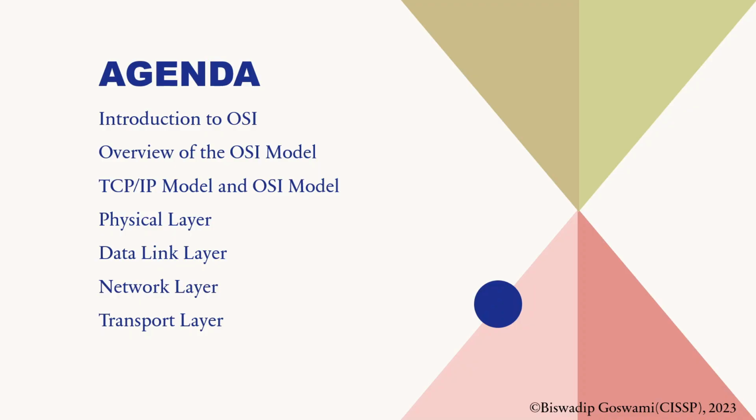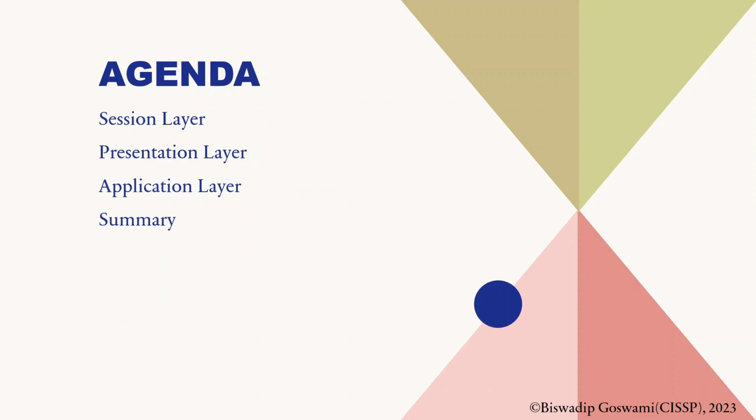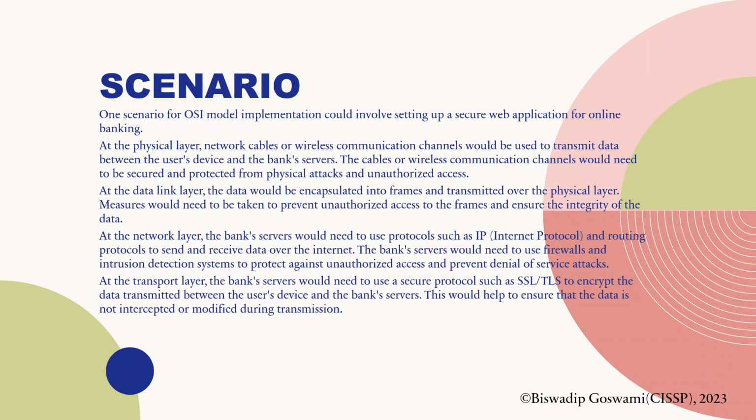Our presentation would contain introduction to OSI model, overview of the OSI model, TCP/IP model versus the OSI model, physical layer, data link layer, network layer, transport layer, session layer, presentation layer, application layer, and a summary. A scenario for OSI model implementation could involve setting up a secure web application for online banking.